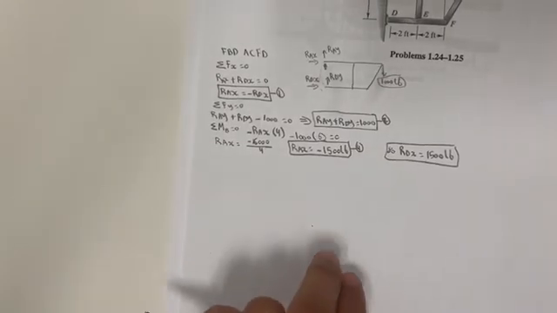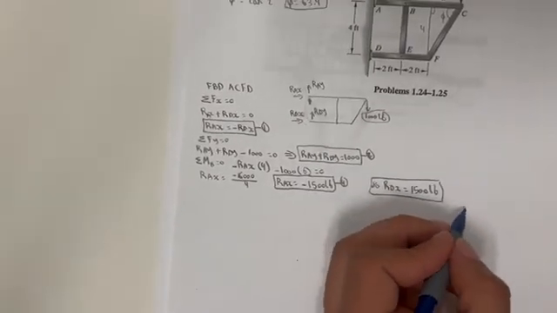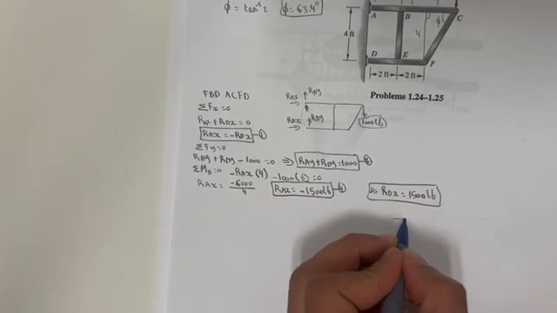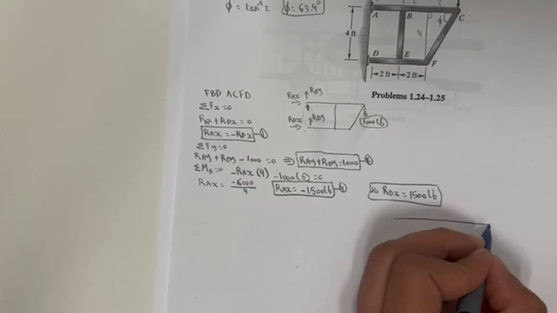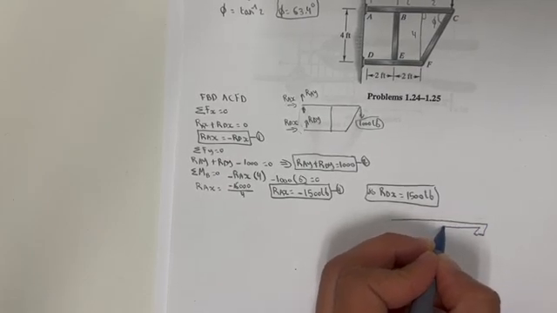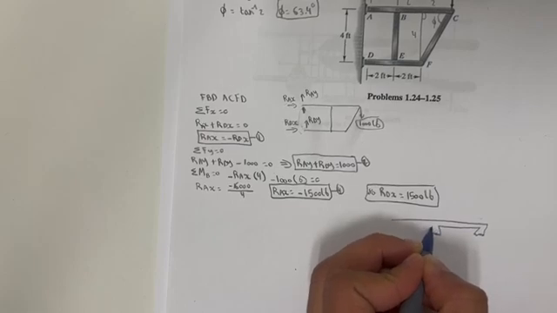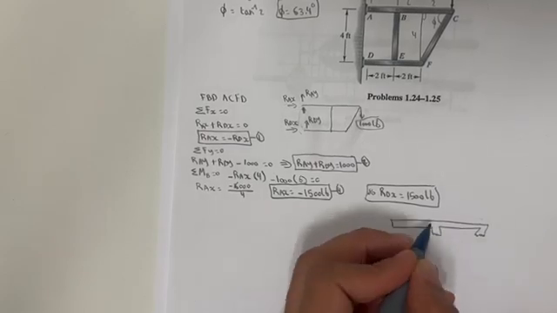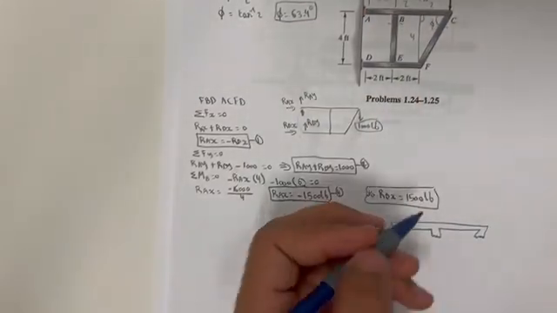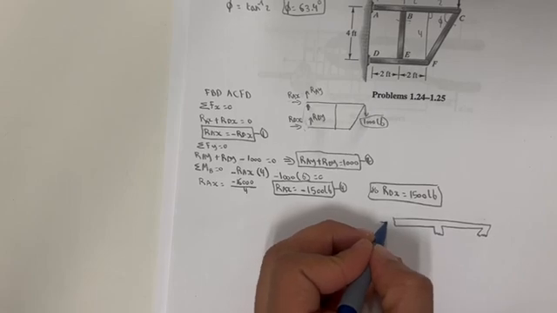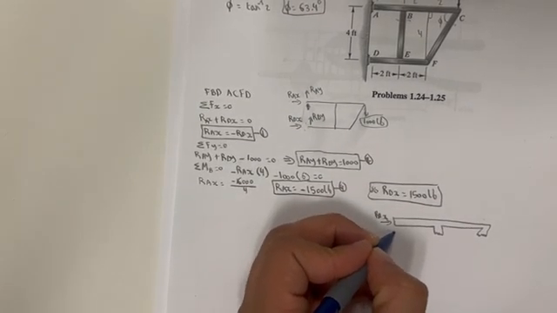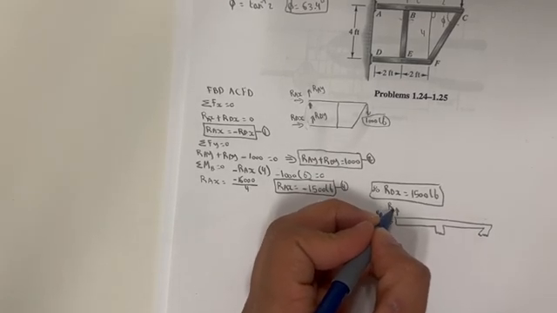Okay, so let's take another free body diagram that is related to this part, the PE. I will take the cross section, I will cut from here. Here we still have the RAX, RAY.